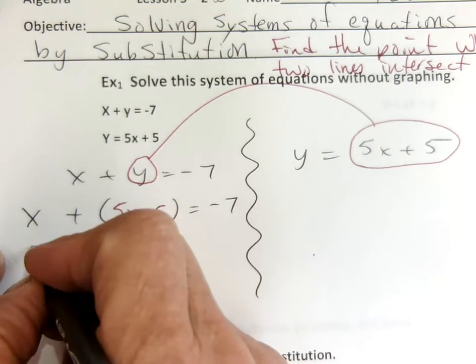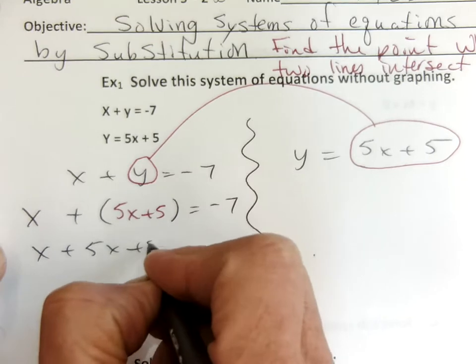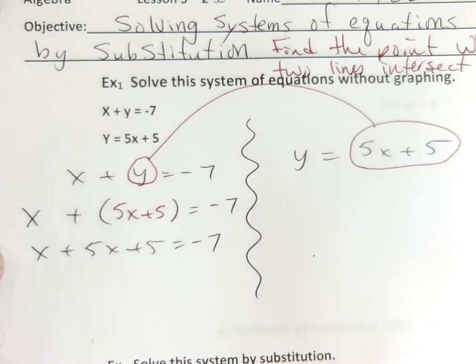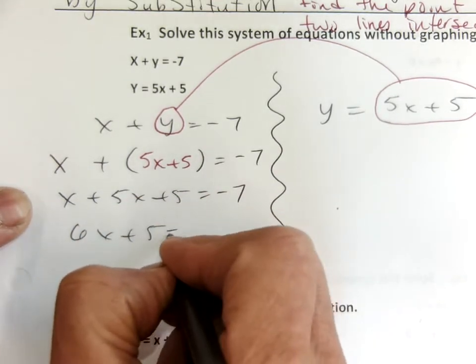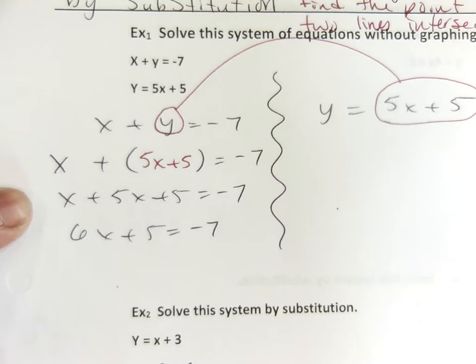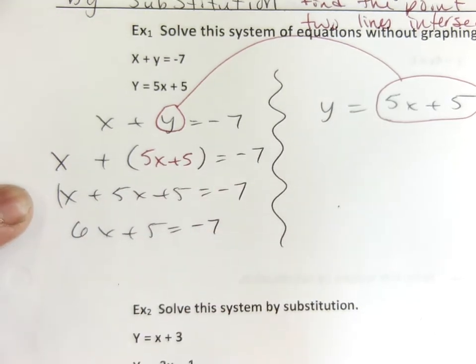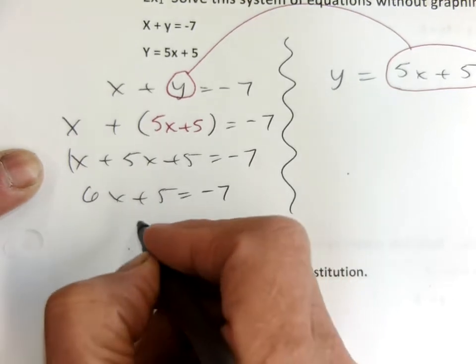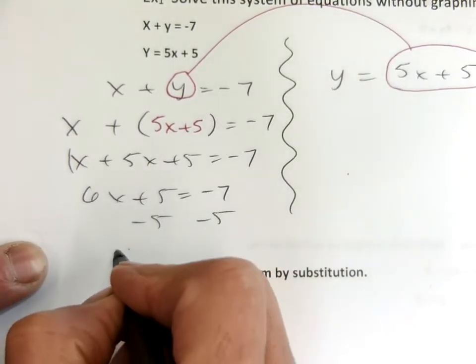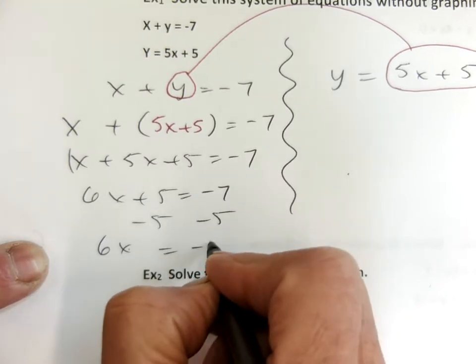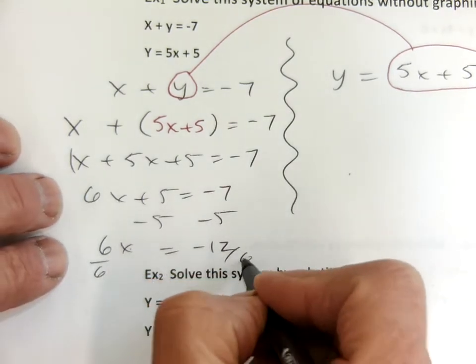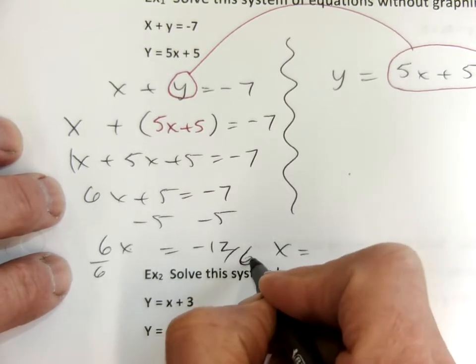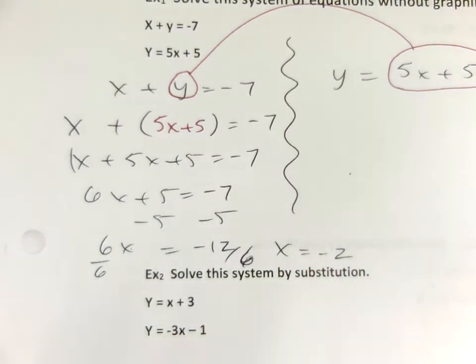So I have x plus 5x plus 5 equals -7, right? And then I'm going to get 6x plus 5 equals -7. I added the two x's. I'm going to keep solving. I'll go -5 minus 5. I'll have 6x equals -12. Am I going too fast? Divide by 6, and I have an answer. x equals negative 2. That wasn't that bad, right?